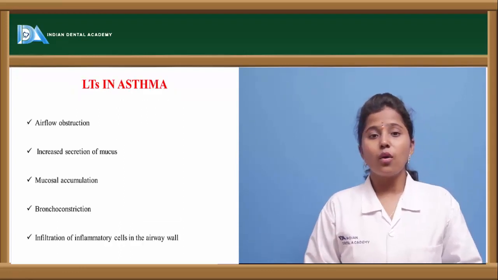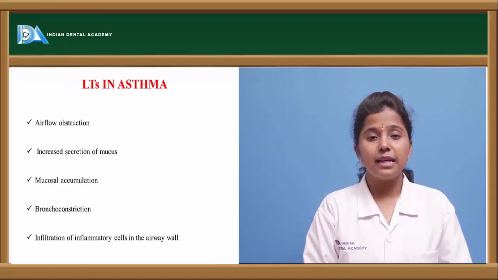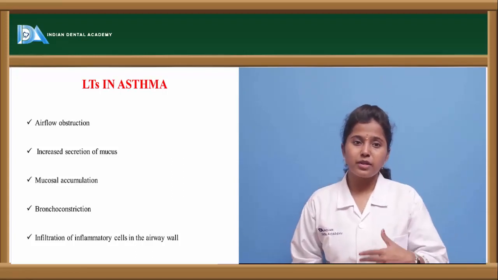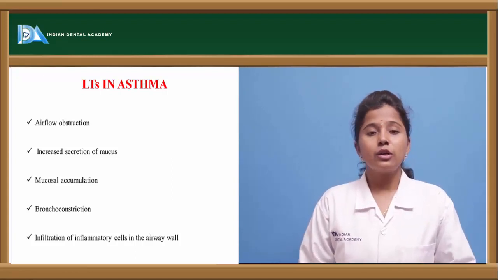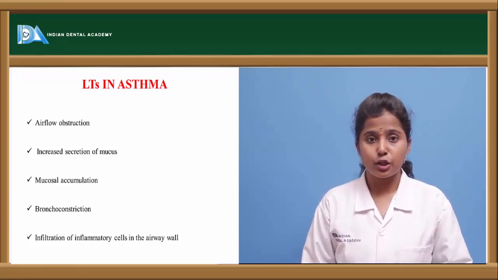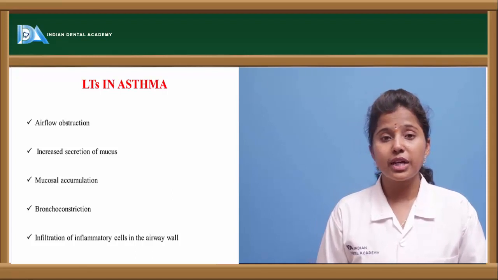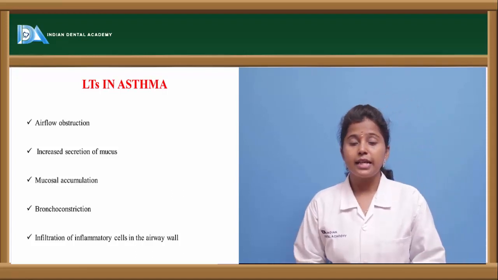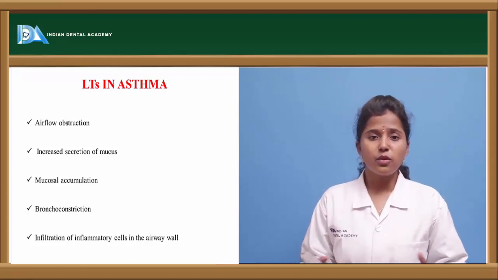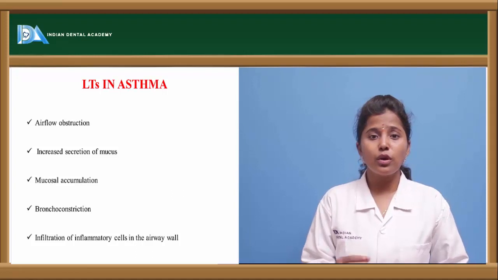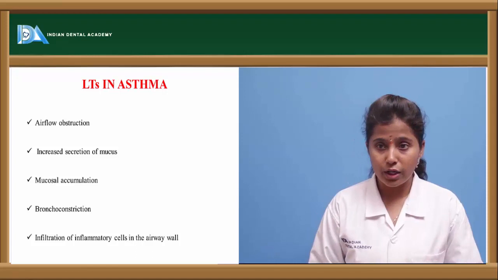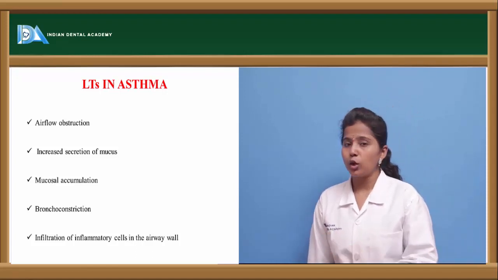What is the relation between the leukotrienes and asthma? First one, airflow obstruction. If a person is suffering from asthma, it causes bronchial constriction, or the airflow is obstructed. When these LTs, or leukotrienes, are released in asthmatic condition, then airflow obstruction is potentiated and the secretion of mucus increases. When mucus is secreted in increased amount, it forms on the bronchial walls, and thereby it causes narrowing of the bronchial smooth muscle, and it causes mucosal accumulation.